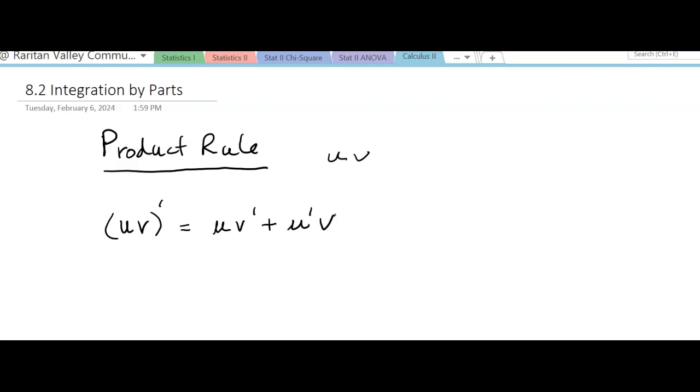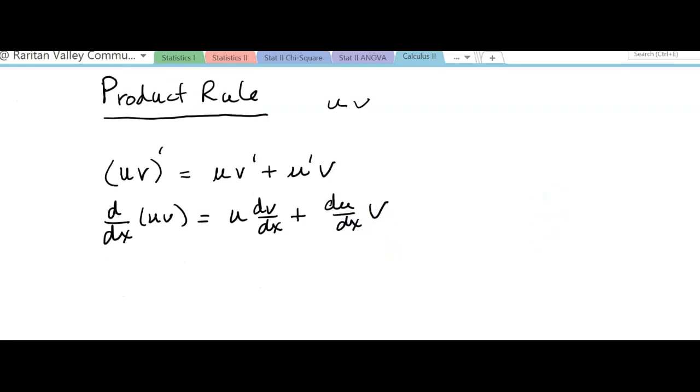So now I'm going to rewrite this a little bit differently. I'm going to use d, just different notation for a second because it'll help. This is u dv/dx plus, I'm just going to put everything in terms of x, du/dx v. All right, I didn't do anything but change the notation. So, undo it. So how do we undo it? We take the integral of both sides, dx.